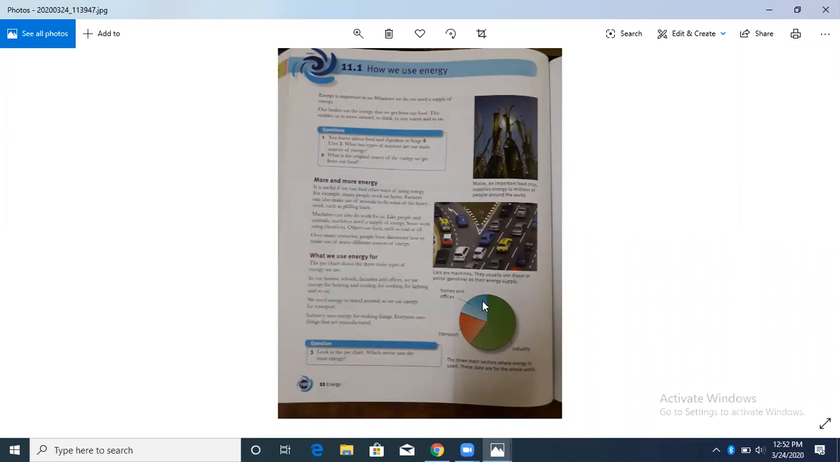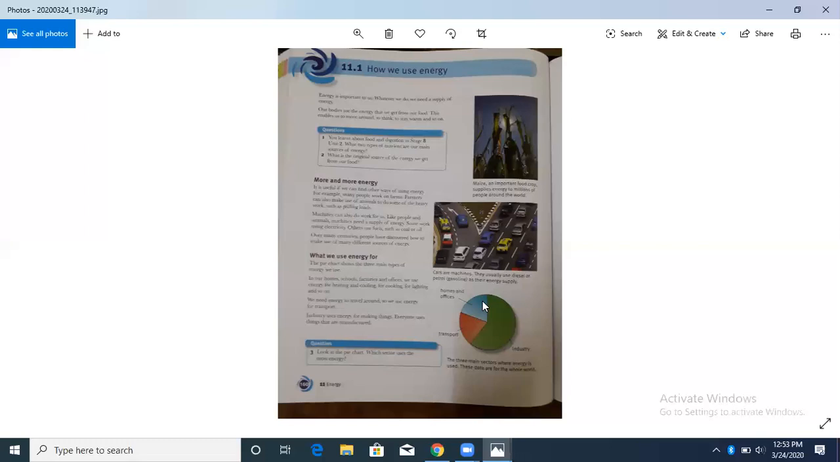So most of the energy we are using in the industries and factories, because we want to make new things. We want to manufacture many items. So the pie chart shows the three main types of energy we use. In our homes, schools, factories, and offices, we use energy for heating, cooling, cooking, lighting, and so on. Many items, you are more familiar than me. Yeah, the uses of electric energy in our home.